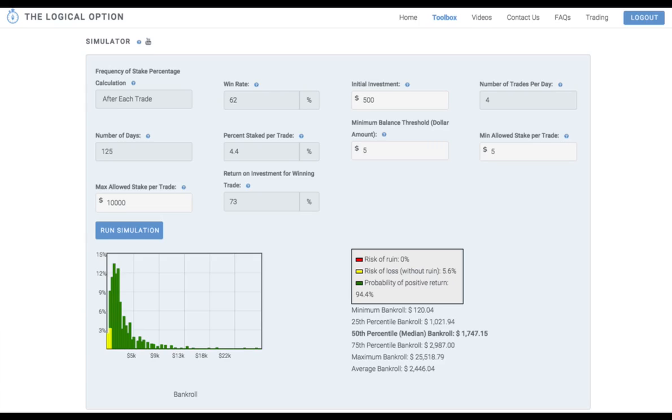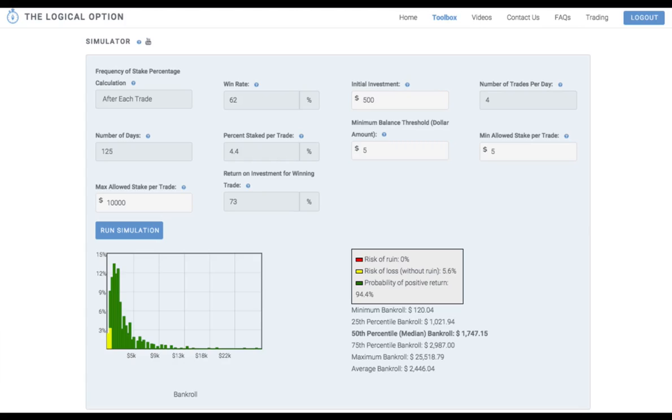So let's check out the results. We're going to use the 73% payout that we witnessed to create this forecast. However, it can be as high as 85% and often is, depending on your broker. So 73% is a very conservative estimate for what your payout's going to be. Let's use that so that we can err on the safe side when we make our forecast.